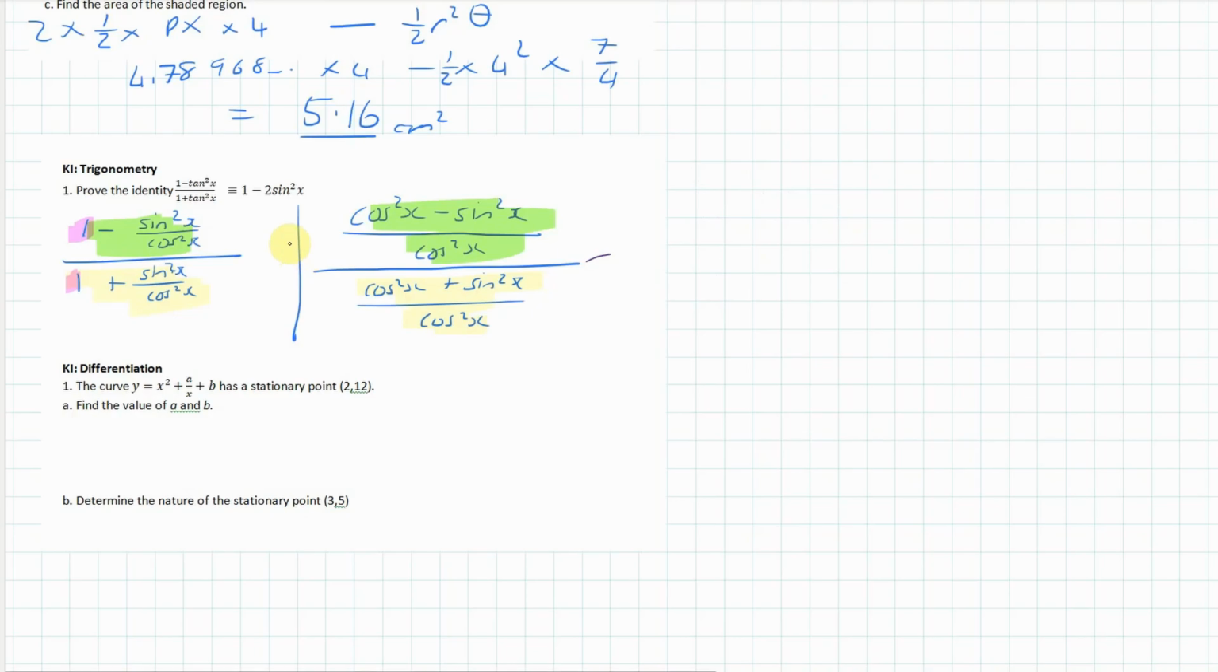Okay? So when they cancel out, what do we get? Well, we're just going to get cosine squared x minus sine squared x all over cosine squared x plus sine squared x.